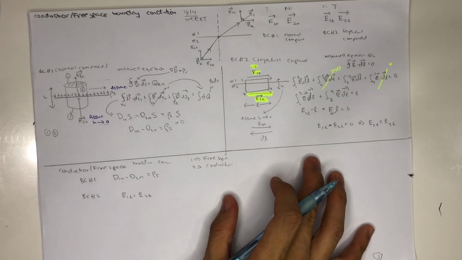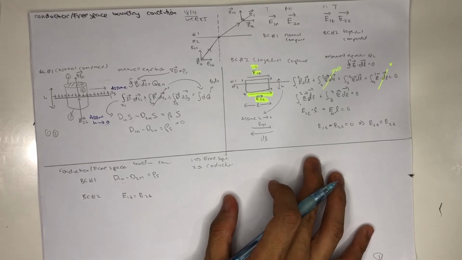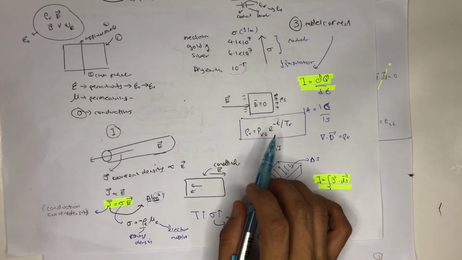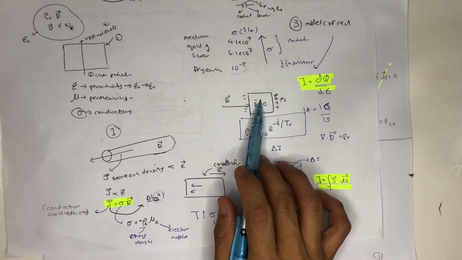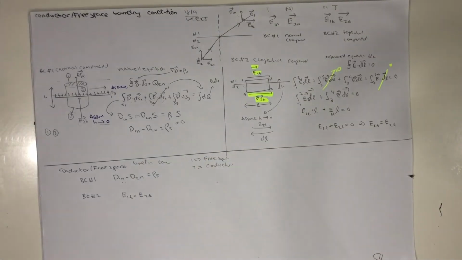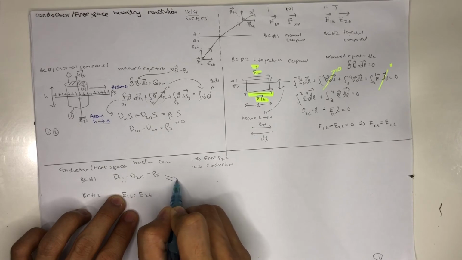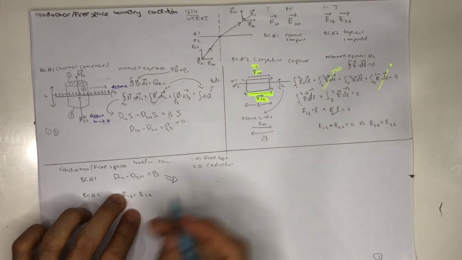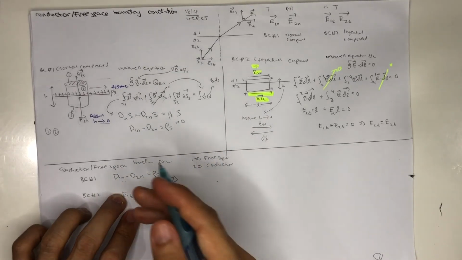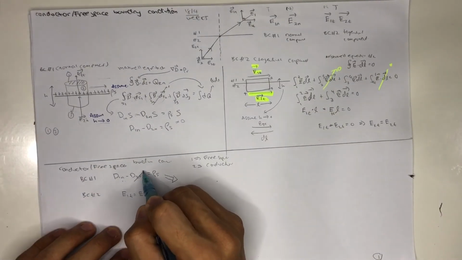So what we have learned in electric static conditions is E equals 0, right? This E is related to D, right? So your D2N is actually related to your E. So if E under static condition is 0, then D will also be 0.